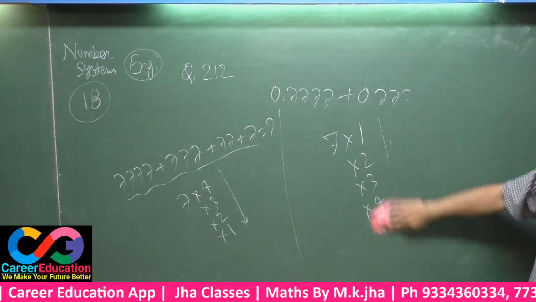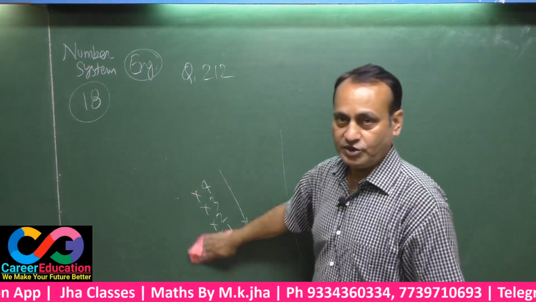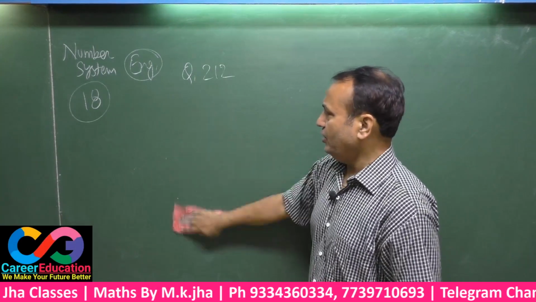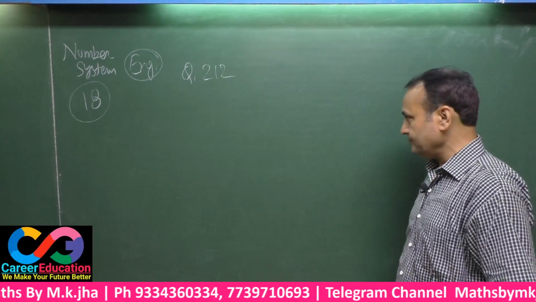In the decimal system, you have to reverse the order. That means in the plain system, you go through 4, 3, 2, 1 downward. In the decimal system, you have to go through 1, 2, 3, 4 and so on.